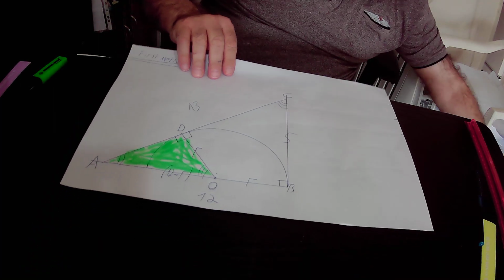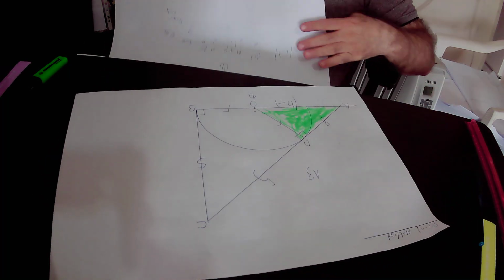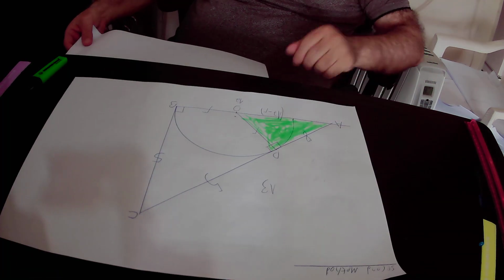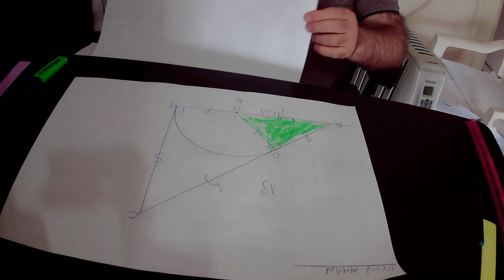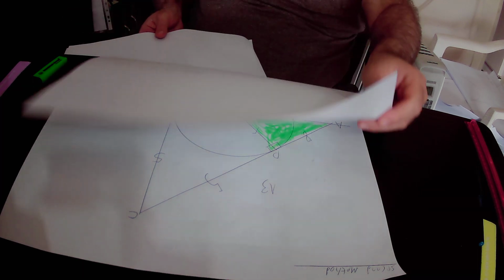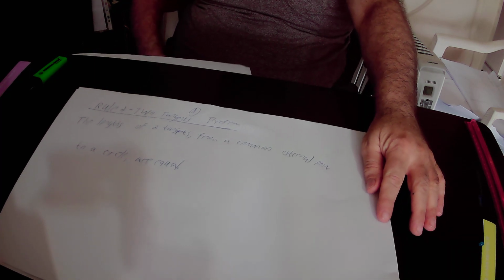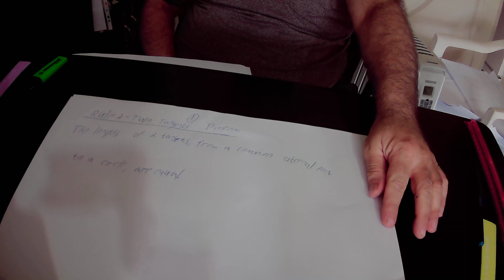Then I presented to you how to find the area of the semicircle according to a second method. In the second method, I presented a new rule. According to the new rule, rule number 2, or the two tangents theorem, the lengths of two tangents from a common external point to a circle are equal.